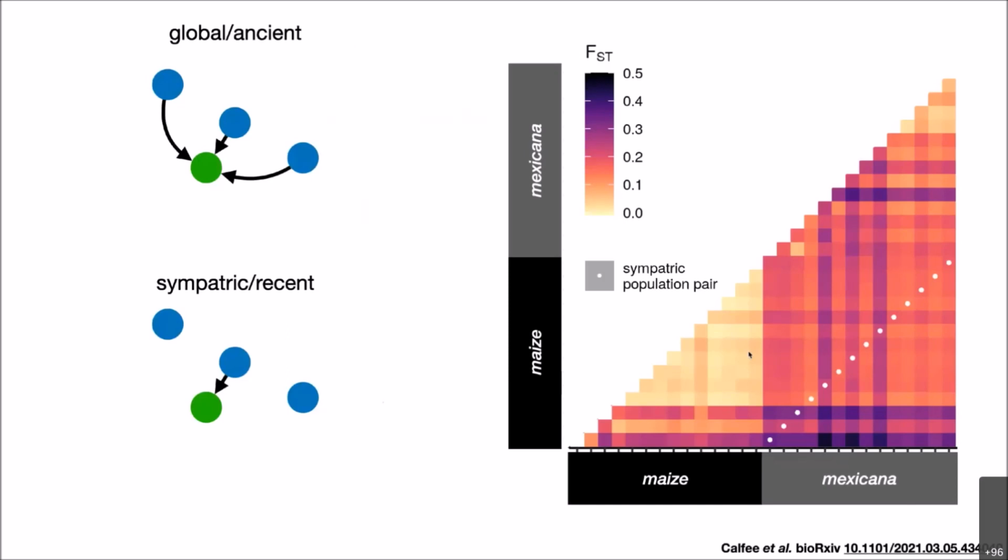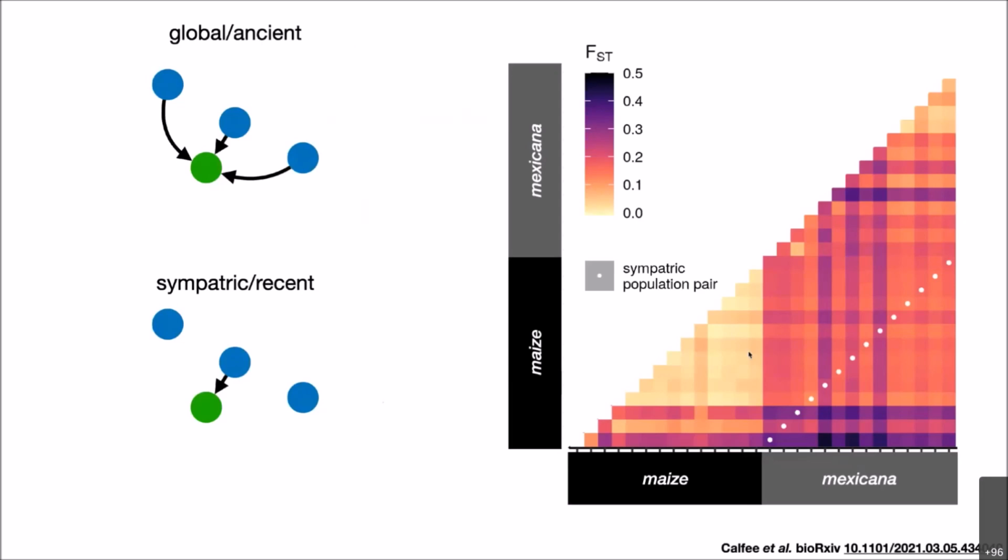We also see, if we look at sympatric populations shown by the white dot here, essentially no real difference in FST between maize and its sympatric teosinte population and any other teosinte population, suggesting very little evidence for recent or sympatric gene flow, and instead being consistent with most of the teosinte ancestry we see in highland maize having an older origin.